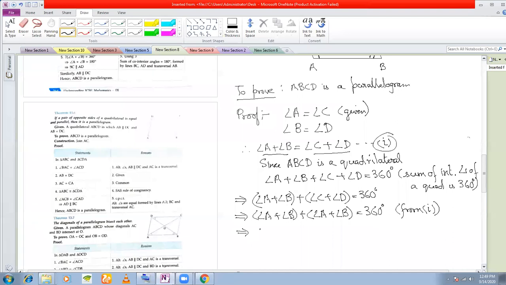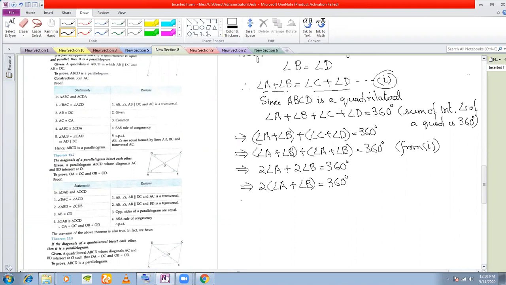That means angle A plus angle A will give you twice angle A. Angle B plus angle B will give you twice angle B, is equal to 360 degrees. Now if you take 2 common, you get 2 times angle A plus angle B is equal to 360 degrees. So what do you get? Angle A plus angle B is equal to 360 divided by 2. That means angle A plus angle B is equal to 180 degrees.